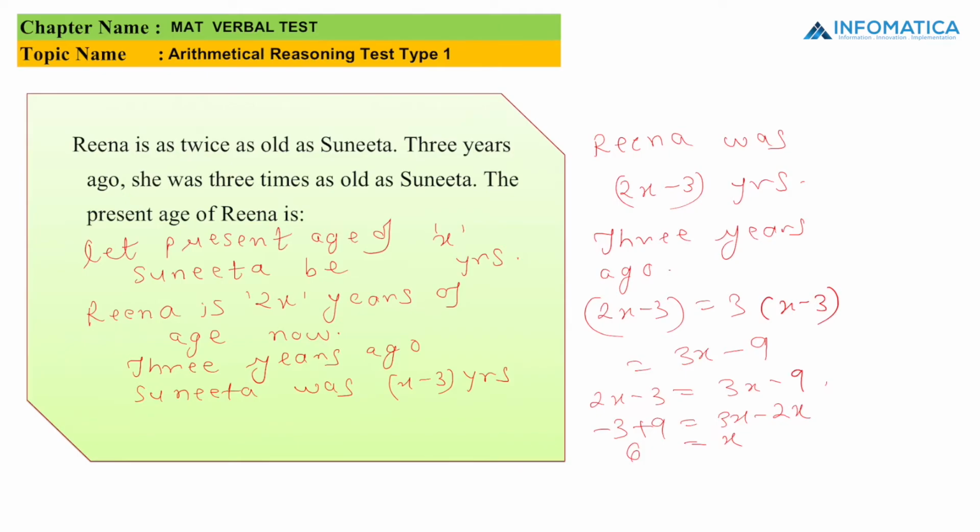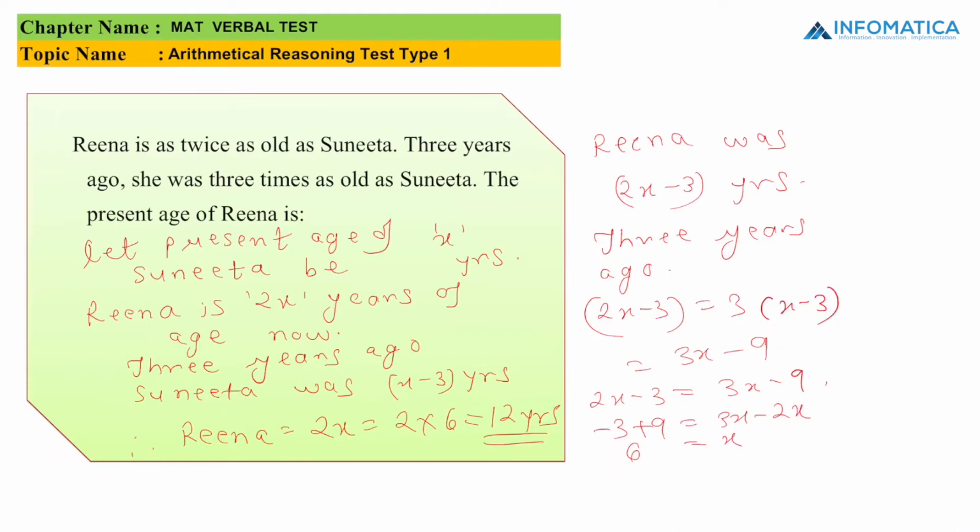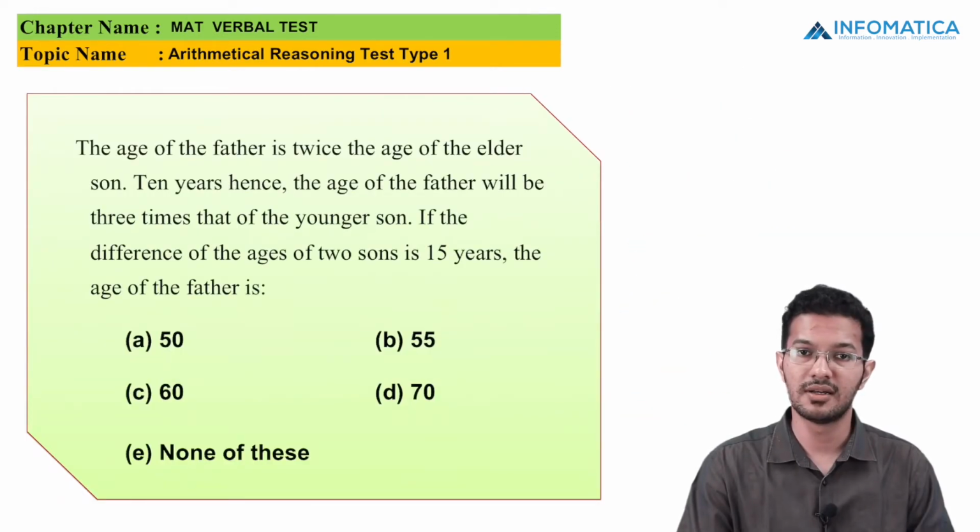Now they have asked us the present age of Reena. So the present age of Reena is 2 times of x. So I will do 2 times of x, that is nothing but 2 into 6, which is 12 years. So the answer to this question is option D, which is 12 years. Now let us see the next MCQ.